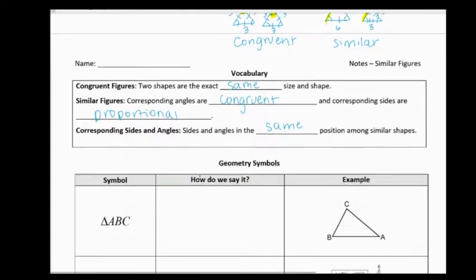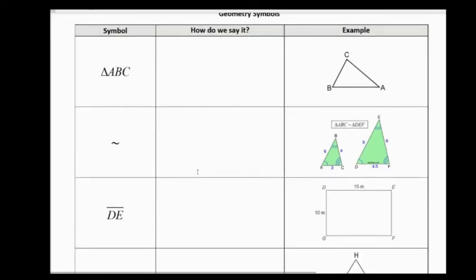So now we're going to look at some geometric symbols. The first one that you're going to see is this triangle shape and then 3 letters. So we would call this triangle ABC. And we have a picture of it on the right here as an example. So you could name this triangle ABC. You could also name it triangle BCA or BAC. Any order of those 3 letters is fine, as long as you're using capital letters and the triangle symbol.